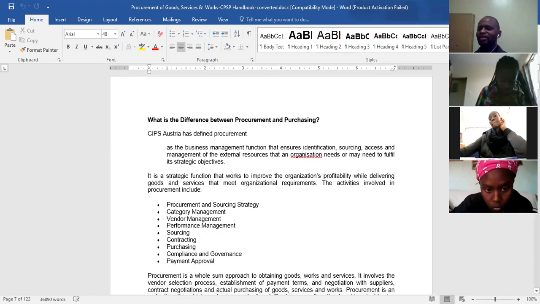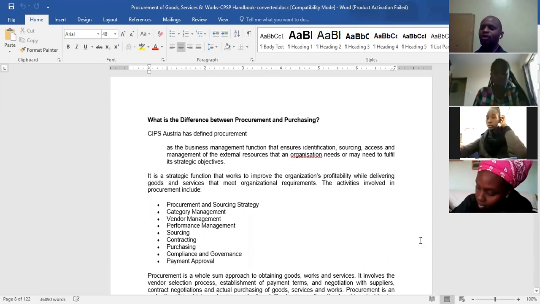We are going to understand the difference between procurement and purchasing. So procurement is very key in any organization. This is because an organization that wants to be strategic must be able to embrace procurement. This is because procurement helps the organization to be able to acquire goods that are going to be effective in the organization.